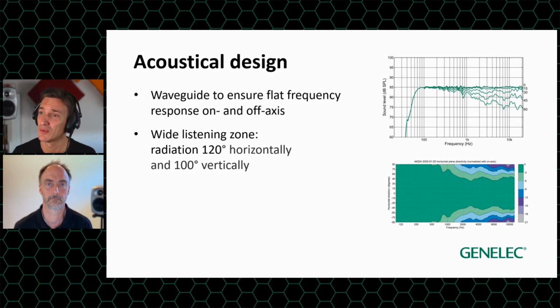So as you can see on the right side, we are really flat and linear on axis, but it's really well controlled if we are, for example, 60 degrees off axis. And the image here is also something we use in studios quite a lot. The wider the corridor of this green field is, the better the off-axis performance.